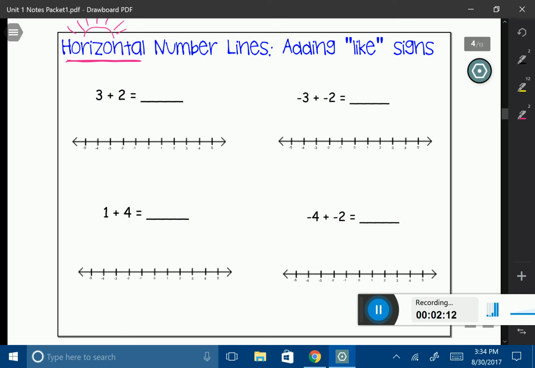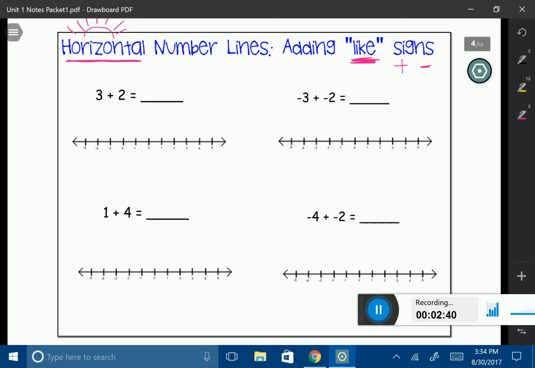Okay, we are going to add integers using like signs. What I mean by like is signs like addition, meaning both numbers are going to be positive numbers, or both numbers are going to be negative numbers that we're going to be adding. So we're going to work each one of these problems using a number line. So let's look at the first one.